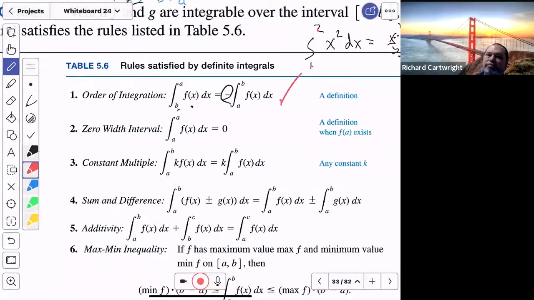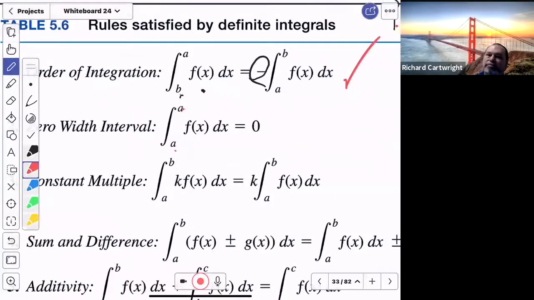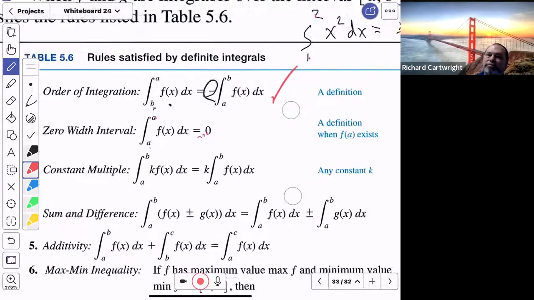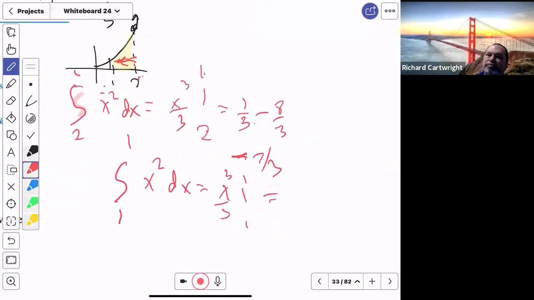Then he has, what is this one? a to a. Well, that's interesting. He says it's 0. Well, same function. If I integrate from 1 to 1 of x squared dx, mathematically, it's x cubed over 3 from 1 to 1. Do you see why it's 0? 1/3 minus 1/3.